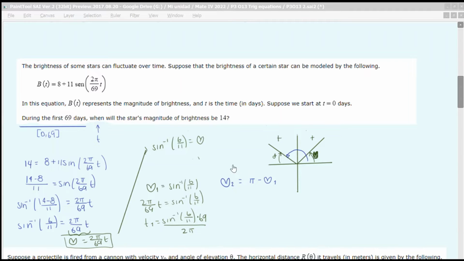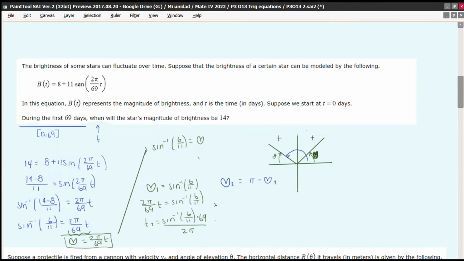times 69 over 2 pi. This is 6.33. So this is 6.33. And for this solution, this solution is in my interval of possible solutions, so it is correct.